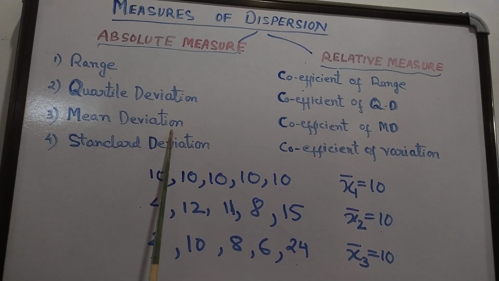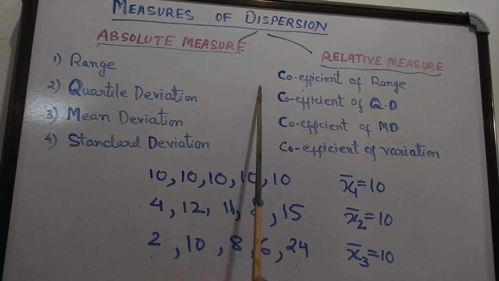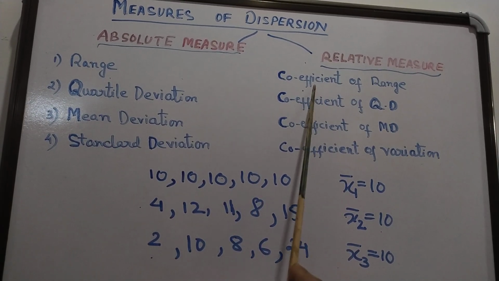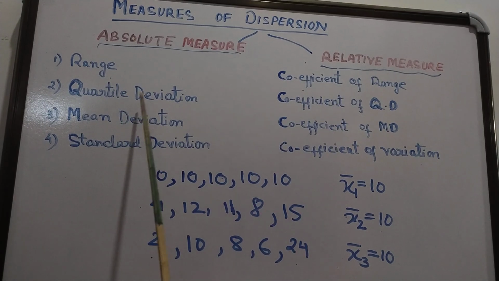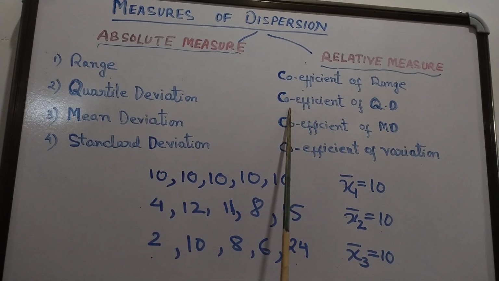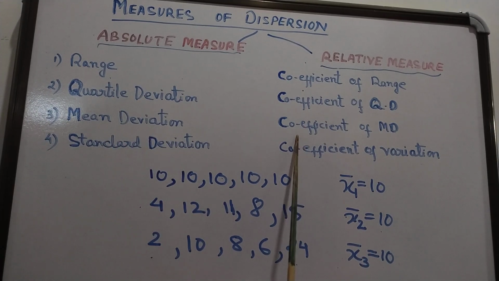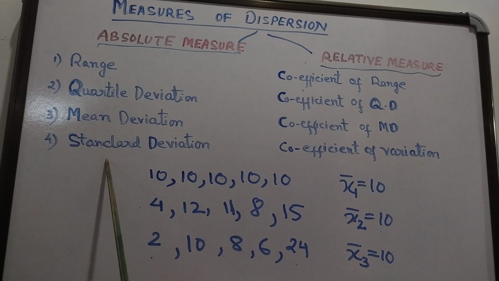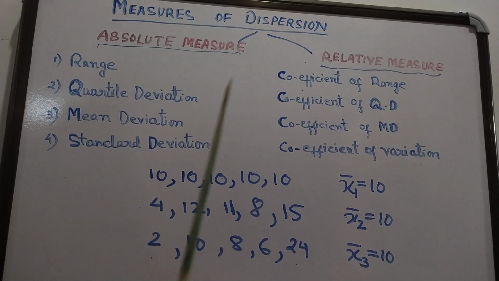Then the third method is mean deviation. Fourth one is standard deviation. So these are the absolute measures of dispersion. Okay, and the relative measures of dispersion are coefficient of range, because these are unit free. So coefficient of range, for quartile deviation it will become coefficient of quartile deviation. The third one is mean deviation, so coefficient of mean deviation. Standard deviation, coefficient of variation. So these are the different relative measures of dispersion.